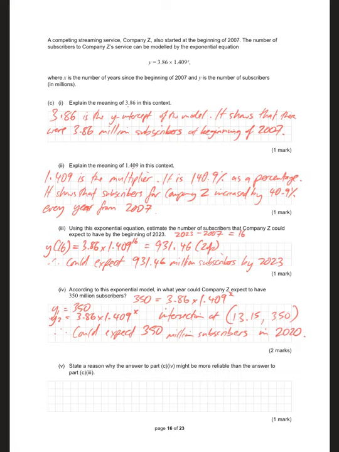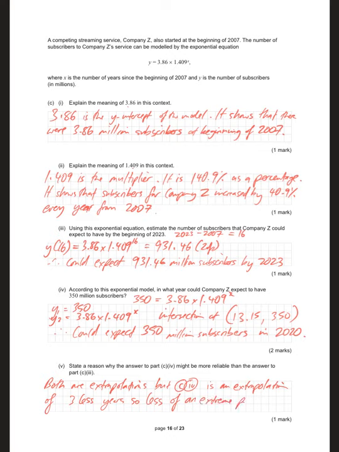State a reason why the answer to part C4 might be more reliable than the answer to part C3. Both are extrapolations, so none of them are reliable. Both are extrapolations, but C4 is an extrapolation of 3 fewer years, so less of an extreme prediction. That's that one done. Moving on.